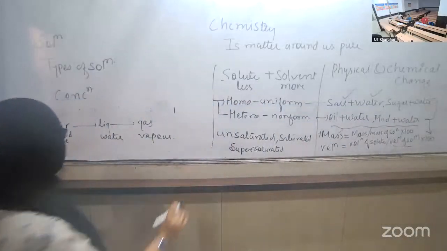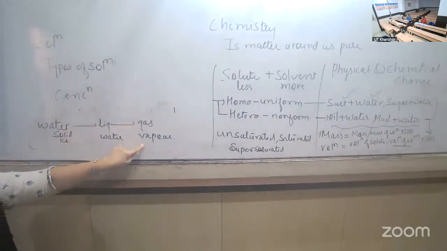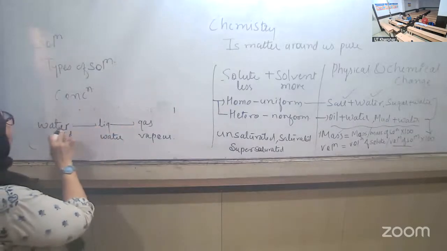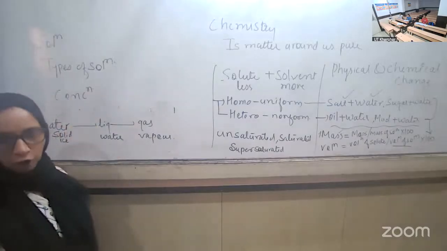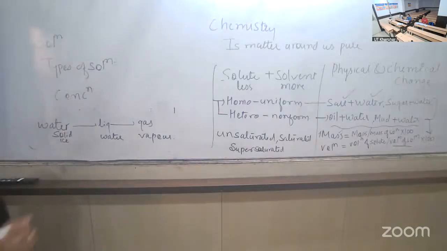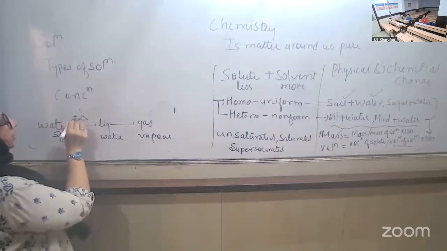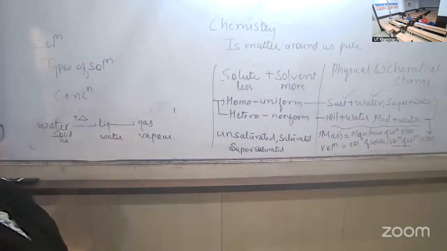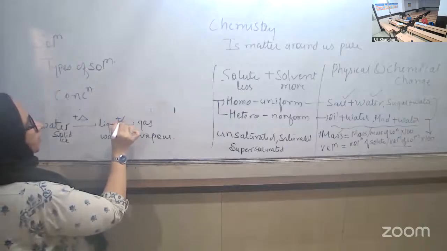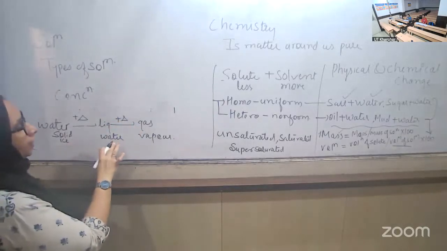Water exists in 3 states: solid (ice), liquid (water), and gas (vapor). Solid can be converted into liquid water by heat. So this is the heating triangle, plus delta, which is the notation in chemistry. Then this liquid can be converted into gas, so again plus delta. I have converted solid to liquid, and liquid to gas.